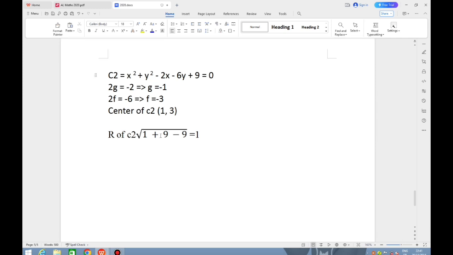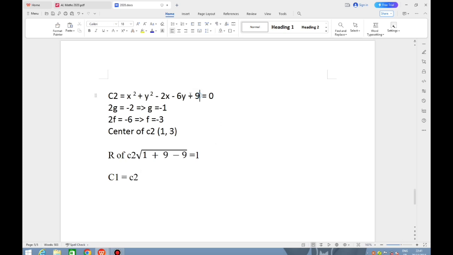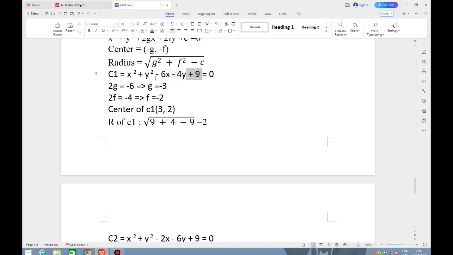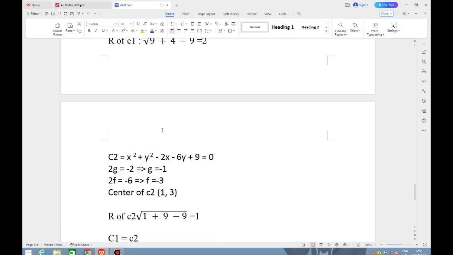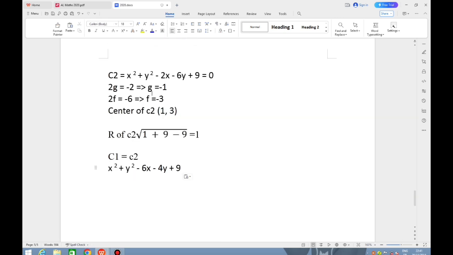We now proceed to finding the point of intersection of circle 1 and circle 2. The point of intersection of circle 1 and circle 2 is where circle 1 is equal to circle 2. So with that in mind, we simply equate the equations of circle 1 and circle 2. This is circle 1, and this is circle 2. So circle 1 is equal to circle 2.